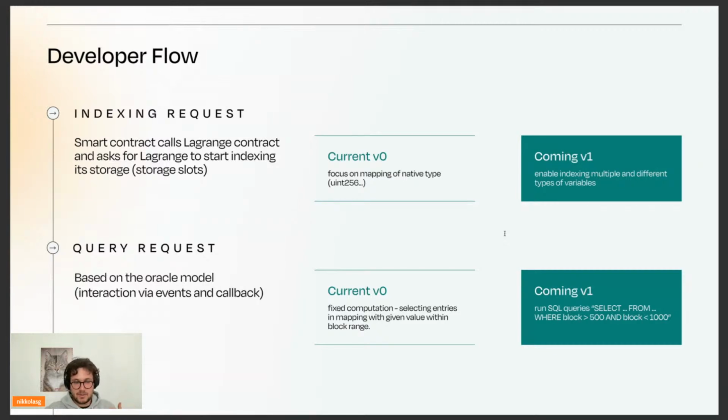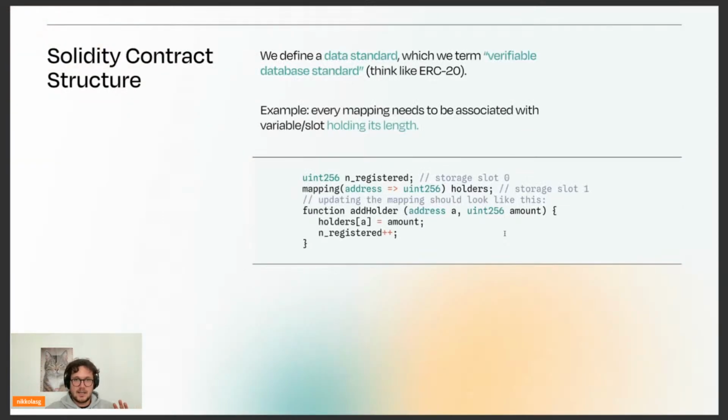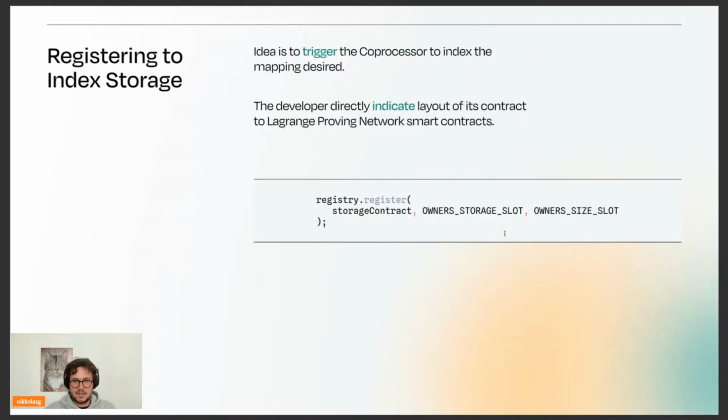First we need the indexing request, and then there's a query request. The indexing request looks like this, where basically you register your contract. This is my contract. Right now, for V0, we only support mapping types. But for V1, we're going to support native types like simple variables, like uint256 for a price, mappings, and arrays. And so you'll be able to specify exactly which slot you want Lagrange to index.